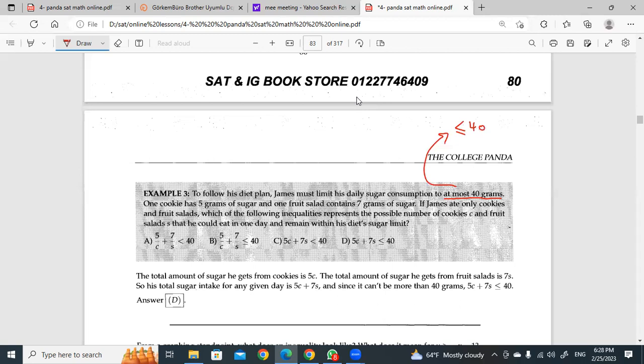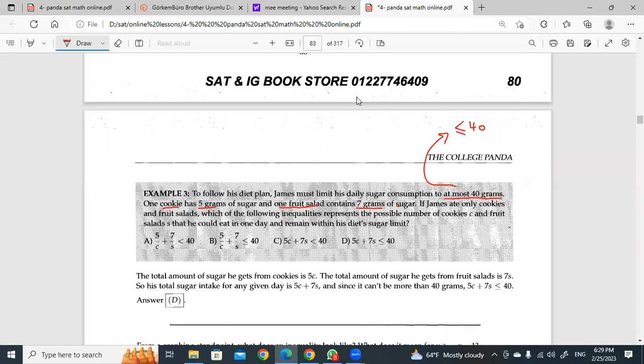Clear? Okay. And after this, continue your story. One cookie has 5 grams of sugar. One fruit salad contains 7 grams of sugar. Okay. So now the comparison is between the cookie and the fruit salad. The cookie contains 5 grams of sugar, and the fruit salad contains 7 grams of sugar.